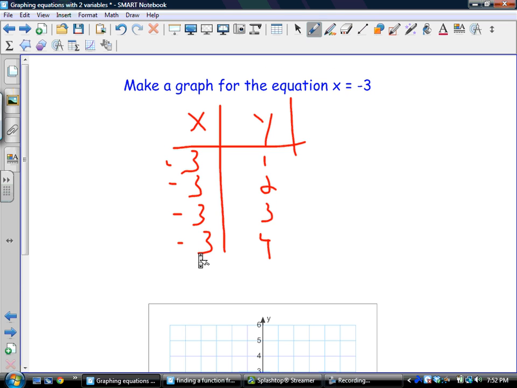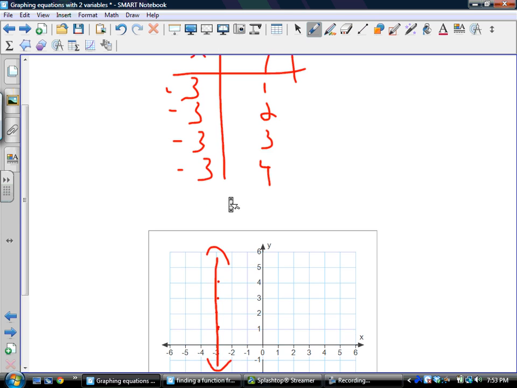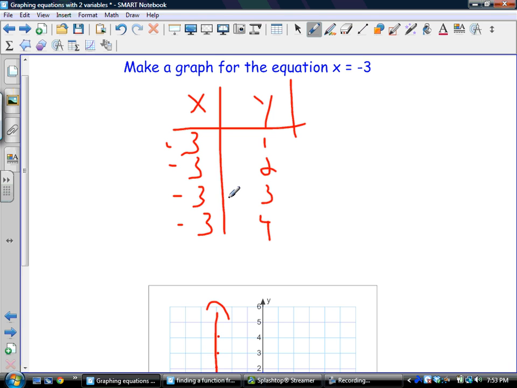If I were to graph these points, (-3, 1) is there. (-3, 2) is right above it. (-3, 3) is right above that. And (-3, 4) is right above that. If I connect those, now what I have is a vertical line. Just like with the y's, it's always like that with x equals a number. Anytime my equation is x equals a number, I will get a vertical line.